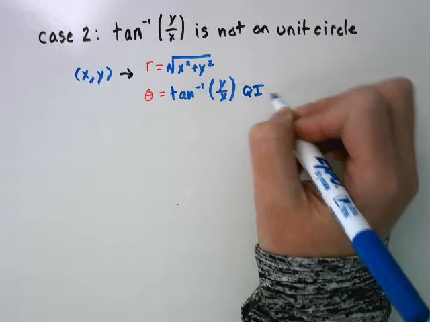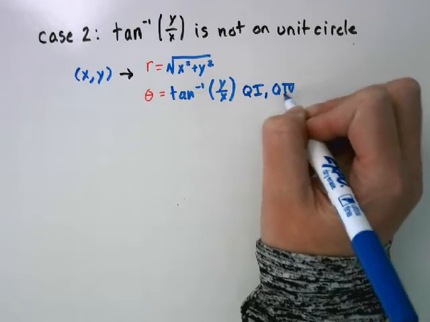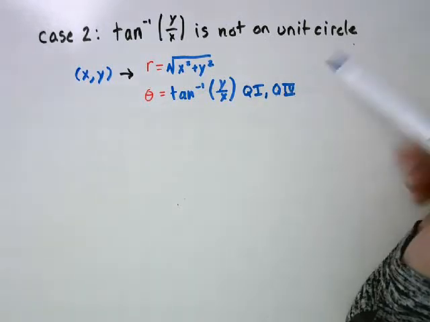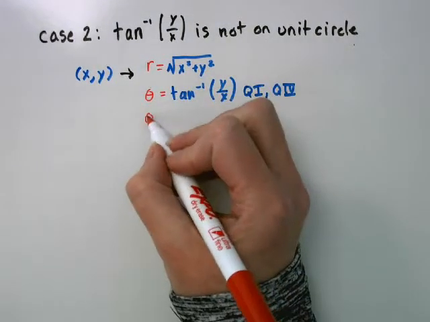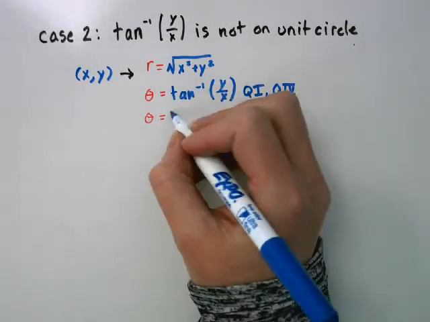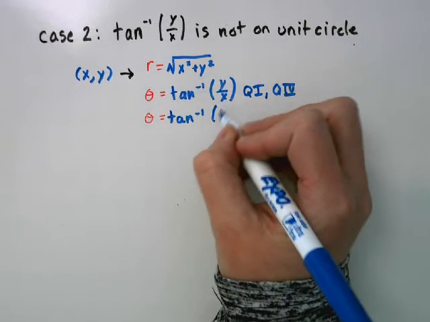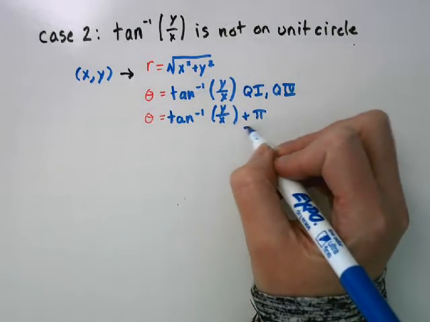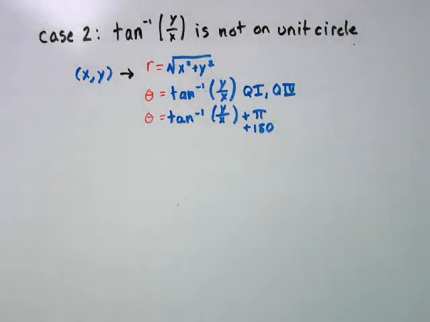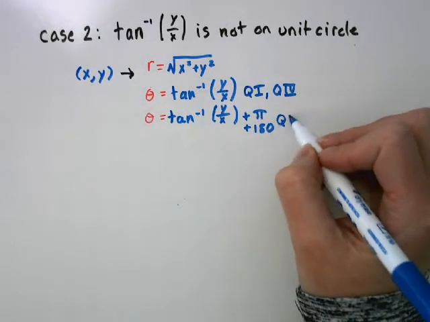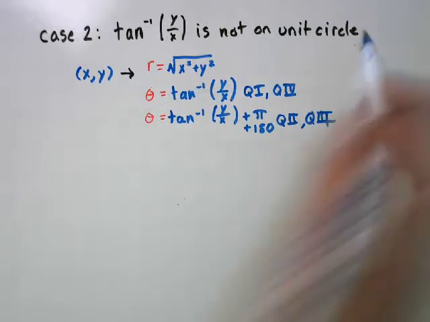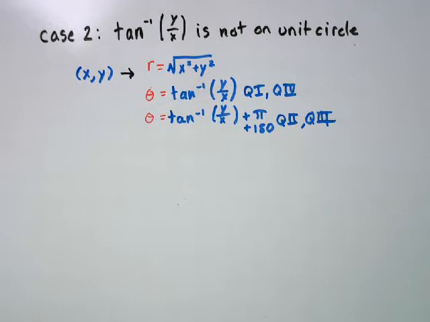So that's fine, as long as our angle is actually in one of those quadrants. Okay, if it's in quadrant 1 or quadrant 4, we're fine. If it's not, though, we're still going to have to depend on the calculator. And we're going to have to add pi or 180 to get to the second quadrant or the third quadrant. Our results will then be our r and theta.